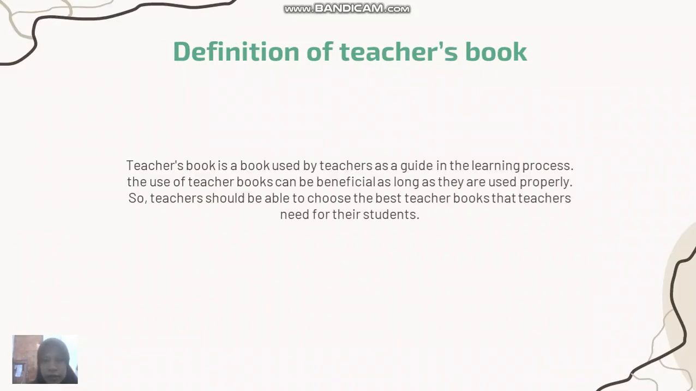Before we evaluate this teacher's book, we have to know the definition of a teacher's book. A teacher's book is a book used by teachers as a guide in the learning process. The use of teachers' books can be beneficial as long as they are used properly. So teachers should be able to choose the best teachers' books that they need for their students.